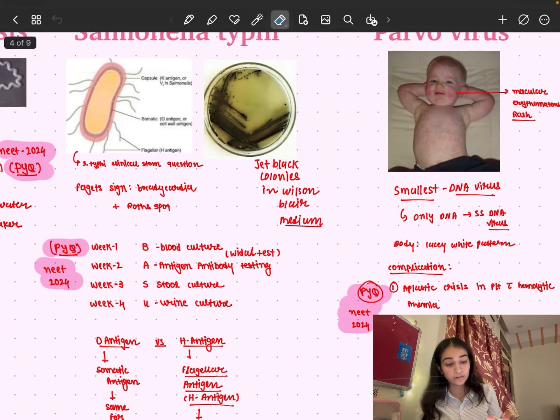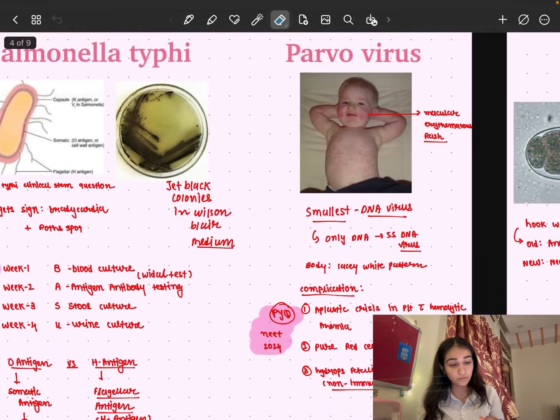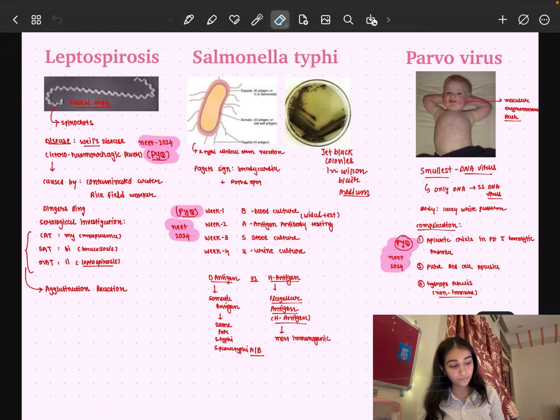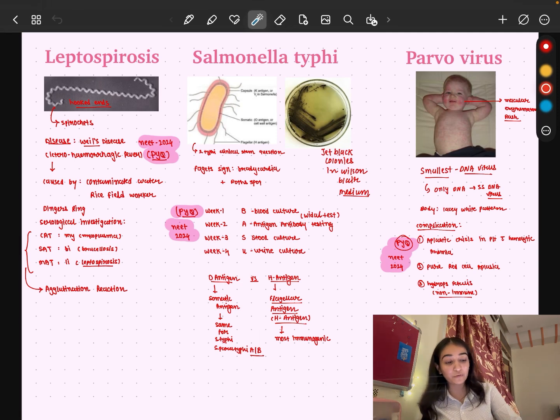The next is parvovirus. This is the parvovirus kit.